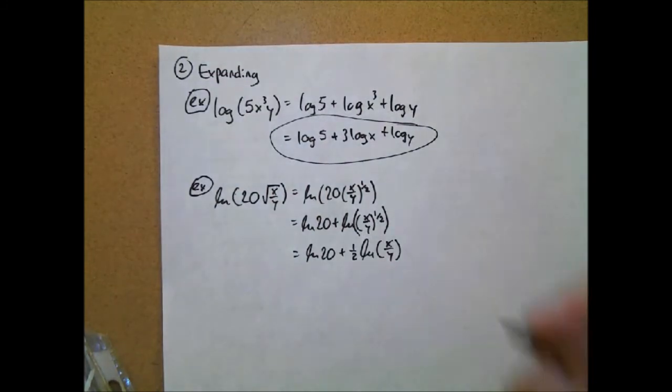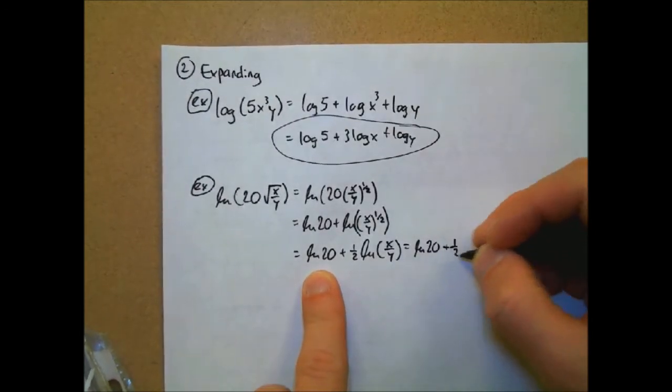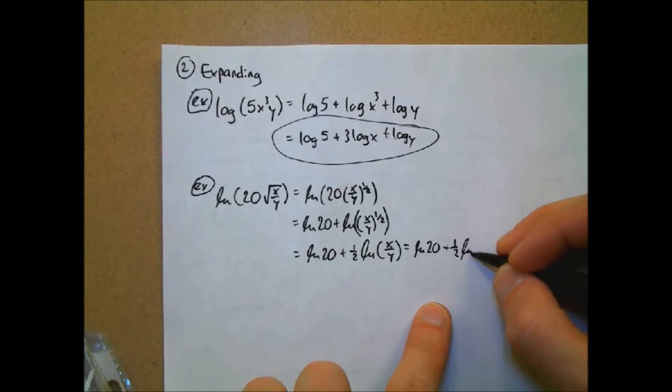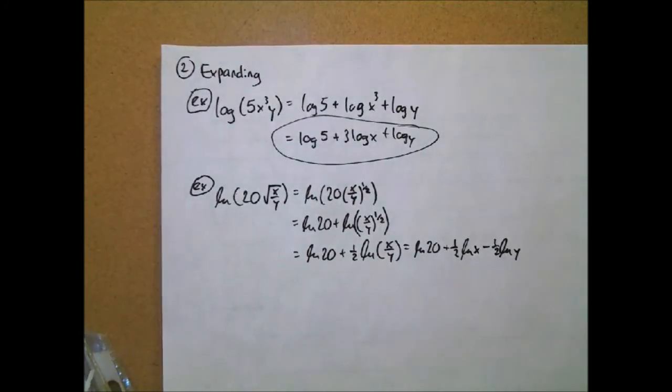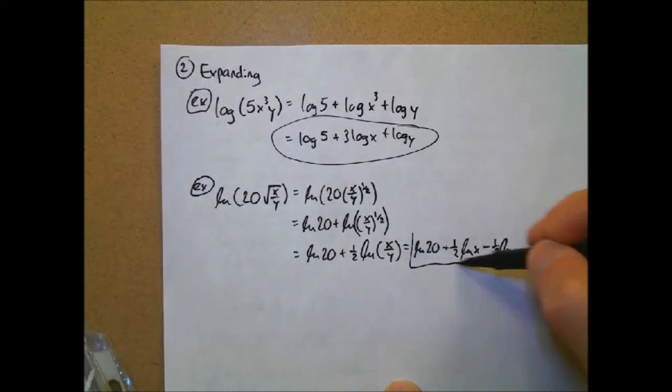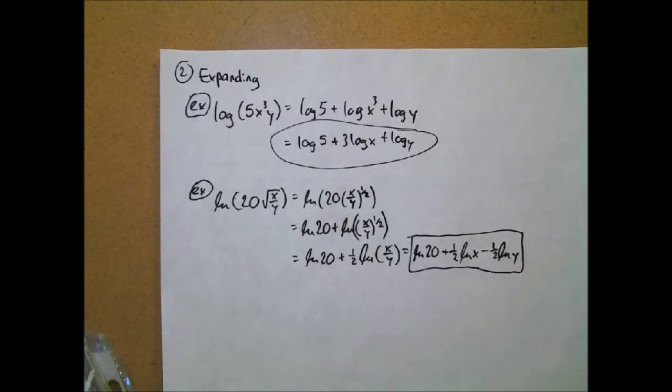Subtraction, right? So we'll still have the natural log of 20. Don't forget that. That 1/2 will now distribute to the natural log of x minus 1/2 the natural log of y. Okay, and then that's our final answer.